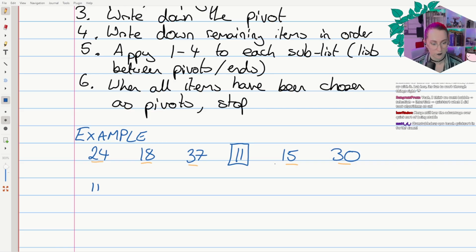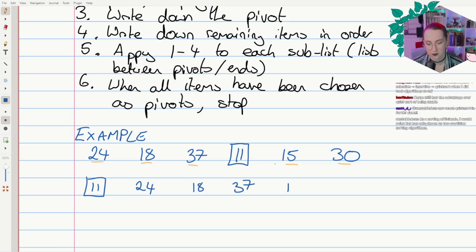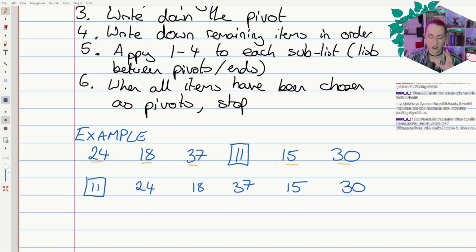Then we write down the pivot. Then we keep the list in order and write down all of the remaining numbers, so that is all of the numbers in this case. So we write down 24, then 18, then 37, 15, and 30. Now, between 24 and 30 is our first sublist. The sublist that would exist to the left of 11 is non-existent. 11 was our smallest value. Nice. Then we take the middle value, and we take 37 in this case.